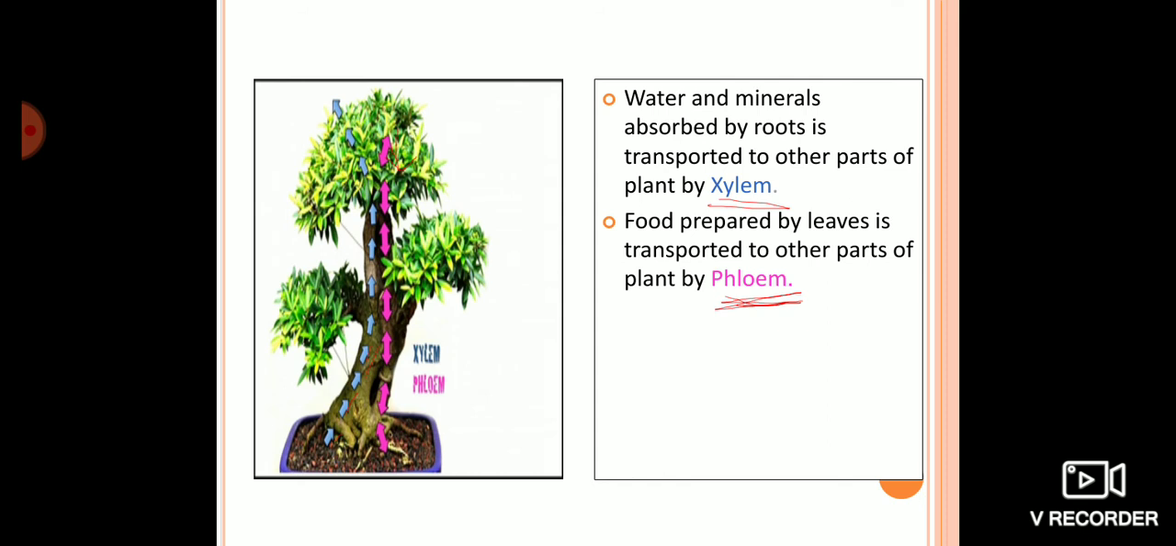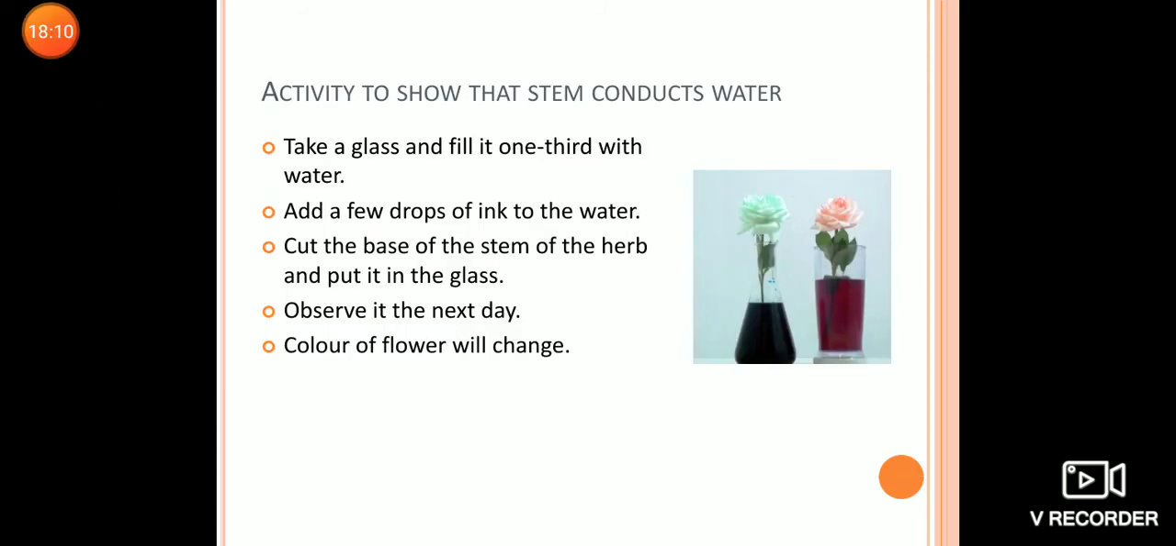Please remember this. Water and minerals which are absorbed from the soil are transported by the xylem, and food which is prepared by the leaf by the process of photosynthesis is transported to the other parts of the plant by phloem. Here we have an experiment to prove that the stem conducts water. That means the stem transports water and minerals to different parts of a plant.